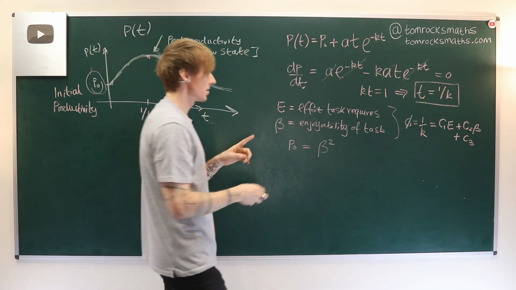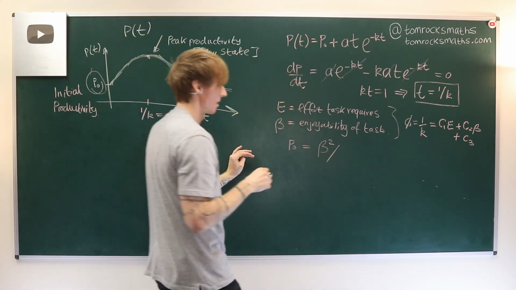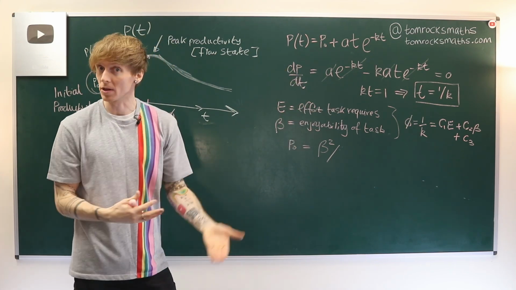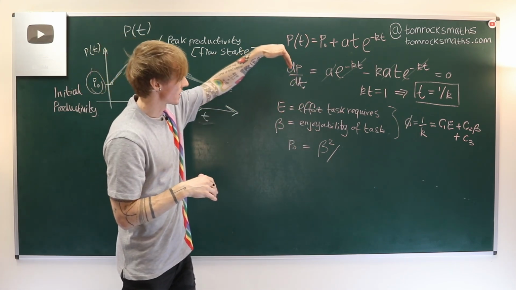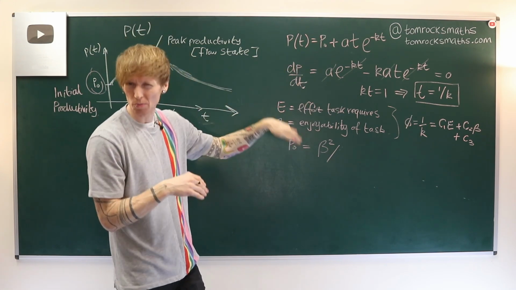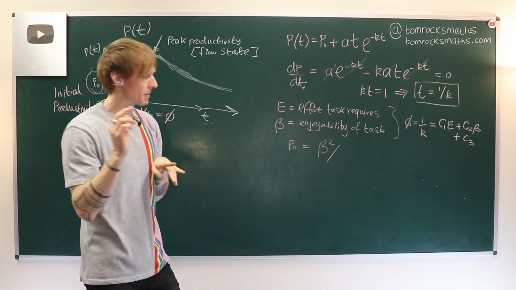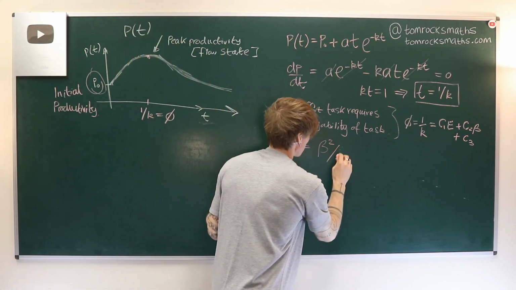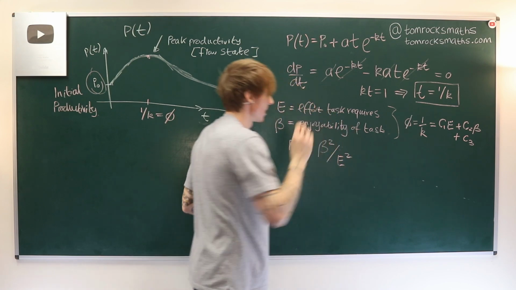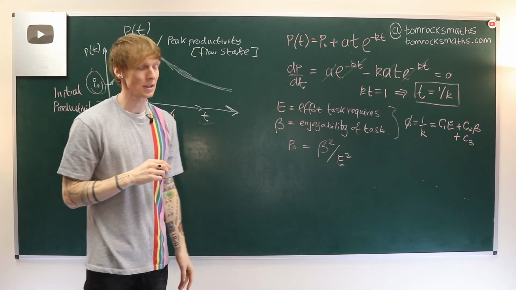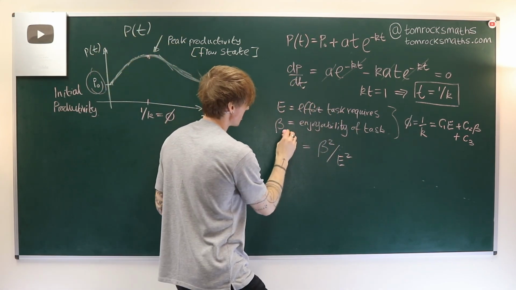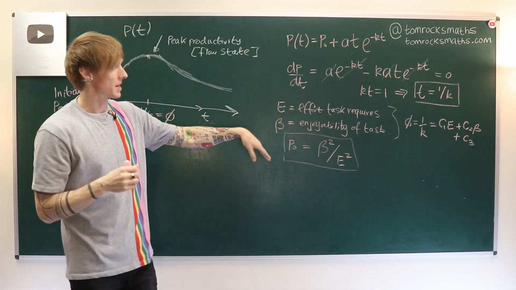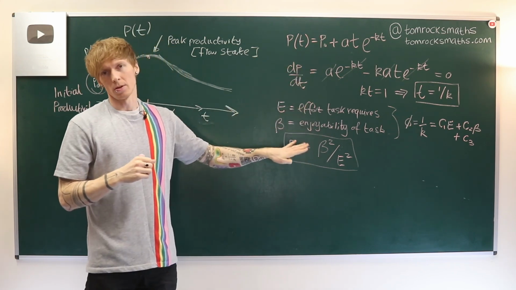So that's going to mean that we want to divide by E. It's going to have the opposite effect of the enjoyability. So when it requires a lot of effort, we expect initial productivity to go down. But similarly, we're going to square it and exaggerate that effect. So we're going to call this initial productivity, P0, equal to beta squared, the enjoyability squared, divided by the effort also squared.